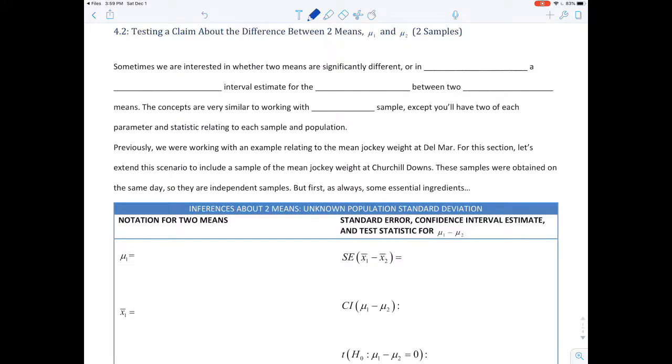Today we'll be talking about how to test a claim about the difference between two means, mu1 and mu2, when they are independent samples. So sometimes we are interested in whether two means are significantly different, or in constructing a confidence interval estimate for the difference between two population means.